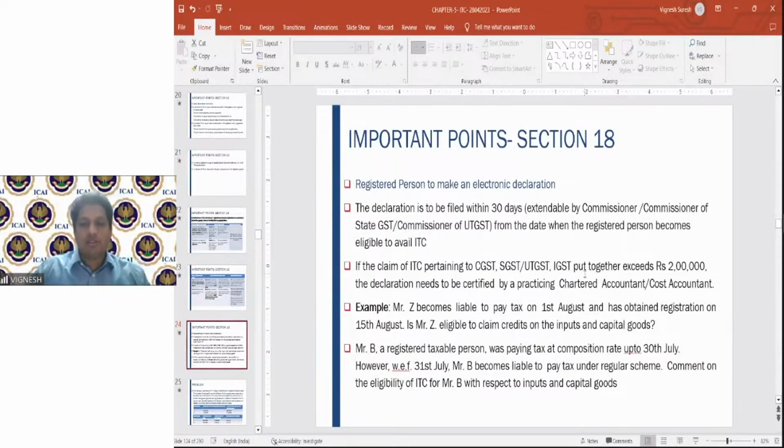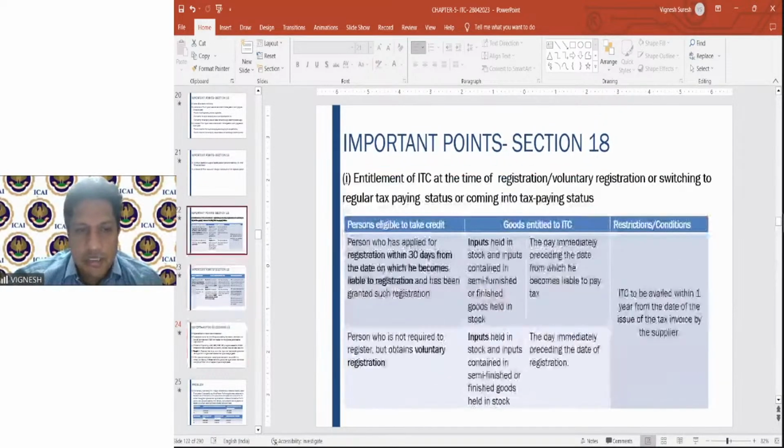Stock held on 31st July. Read the question carefully. Is Mr. Z eligible to claim credits on inputs and capital goods? Read the question carefully and again answer. Read the restriction also.